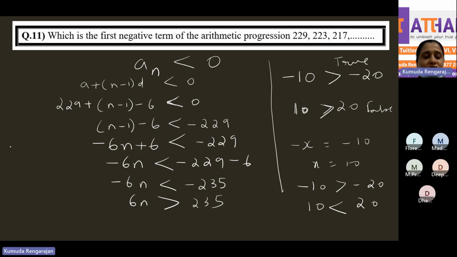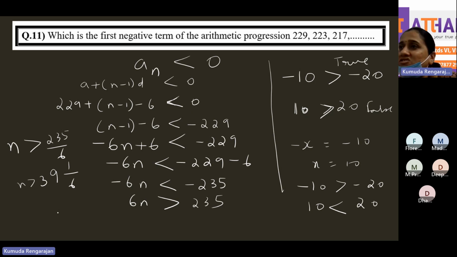Now you take 6 for division. n is greater than 235 divided by 6. So 6 threes are 18. What's the remainder? 5 is the remainder. Then 6 nines are 54, 1 by 6. n is greater than 39, 1 by 6. That means what is the number that is just greater than 39, 1 by 6? 40. So the 40th term of this AP is the first negative term.